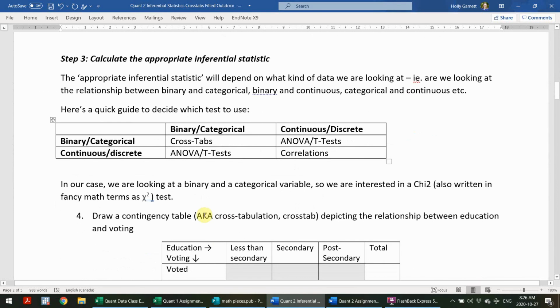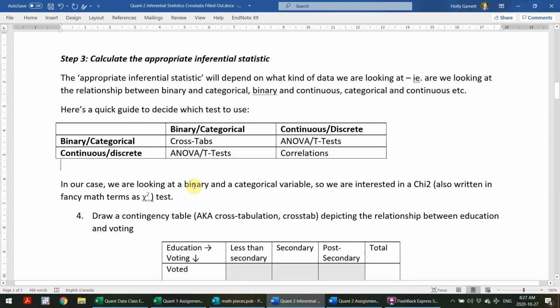All right. So now what we need to do is calculate the appropriate inferential statistic. That's going to depend on what kind of data we're looking at. Are we looking at a relationship between binary and categorical variables, binary and continuous, categorical and continuous? Here's a quick guide on what to use. If one variable is this and the other variable is this, that's what you use. You can go back to this chart multiple times over the rest of the course, because these are the 3 types of tests that we're going to be looking at over the next 3 weeks.